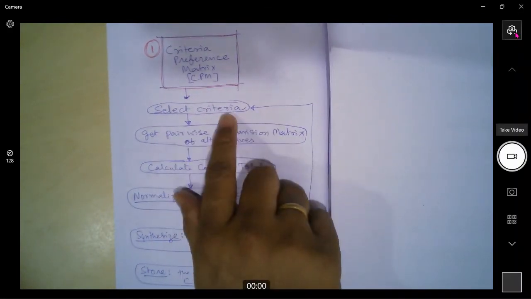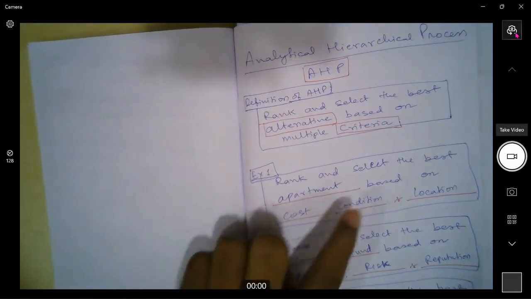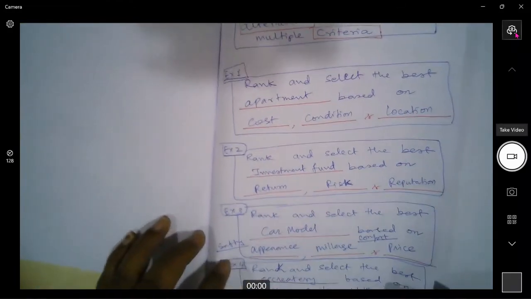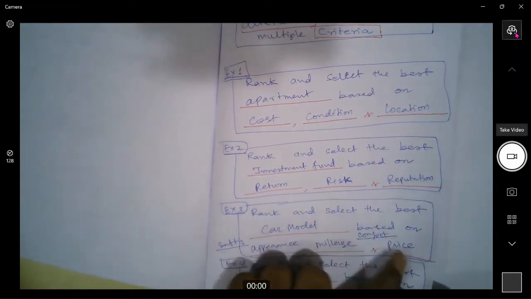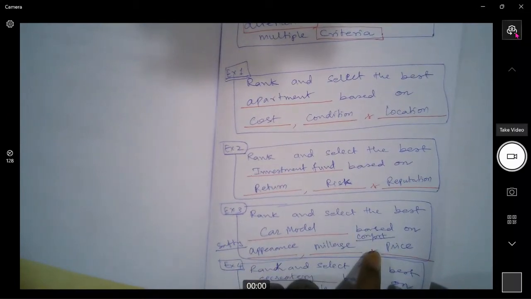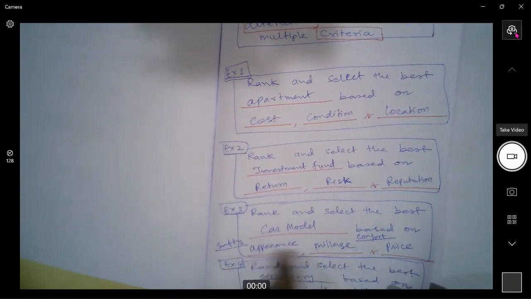Okay, so select the criteria. What is the criteria? I said there are always multiple criteria, right? So for example, here cost, condition, and location are criteria. Here return, risk, and reputation are criteria, and here appearance, mileage, comfort, price, safety. All these are criteria. So select any one criteria. For example, you select safety, then appearance, then mileage. All these things you have to process.